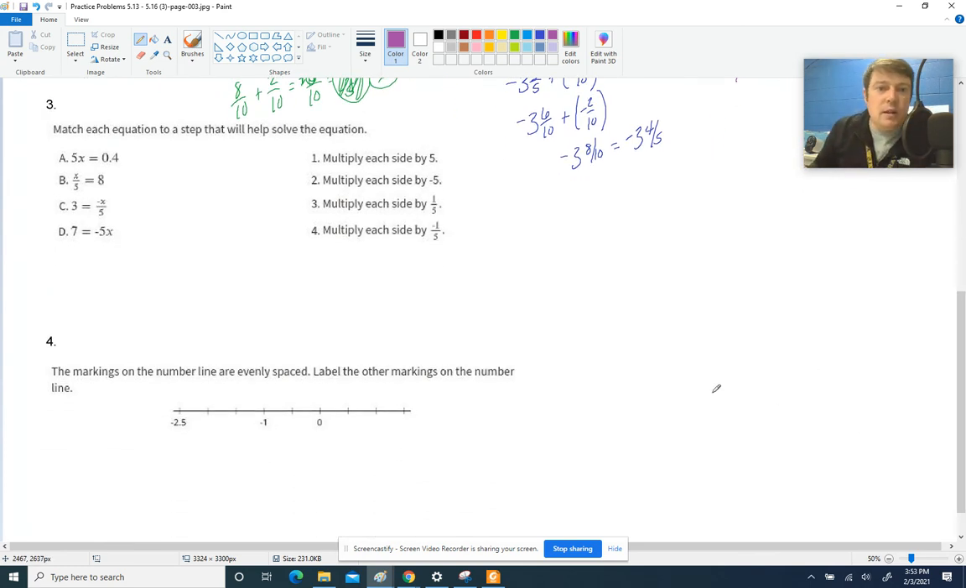Match the equation to the step that will help you solve the equation. All right, for a problem that multiplies here by 5, you could multiply each side by its reciprocal, which would be a 5th. So that would be that one. Instead of dividing by 5, you could multiply by 5. That's pretty much what you've done since elementary when you've seen division. They're dividing by 5 here, so you could.